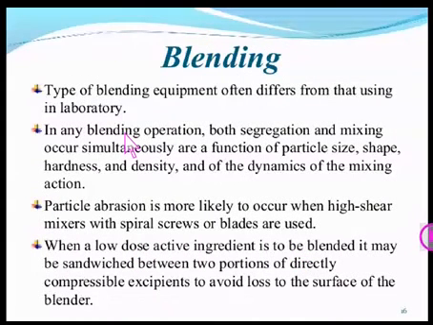The type of blending equipment used in the blending operation often differs from that used in the laboratory. The different blending equipment we use in the laboratory may not be similar to that available at the large scale. In any blending operation, both segregation and mixing occur simultaneously, and these are functions of particle size, shape, hardness, and density, and the dynamics of the mixing action.